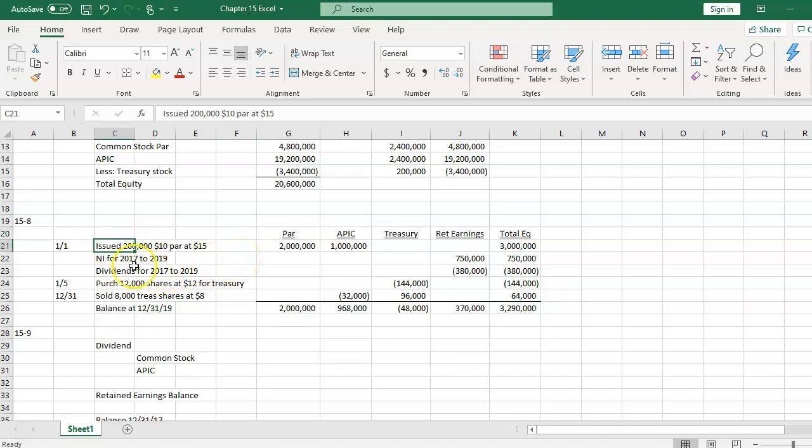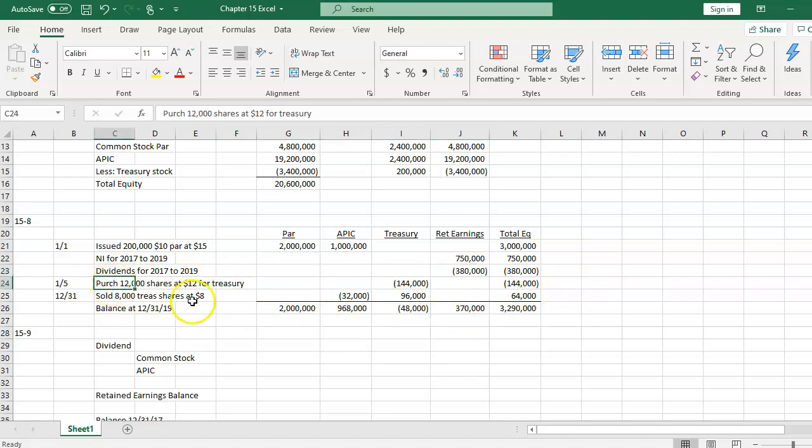And on January 1 of 17, we issued 200,000 shares, $10 par for 15. So obviously the calculations aren't too tough here. $10 times 200,000 is my 2 million. And then the extra, the $5 difference between 15 and 10, times 200,000 is my $1 million. So the sum of the two is $3 million. My net income from 17, 18, and 19 was 750. That goes right to retained earnings. My dividends paid in 17, 18, and 19 was 380, goes right to retained earnings.